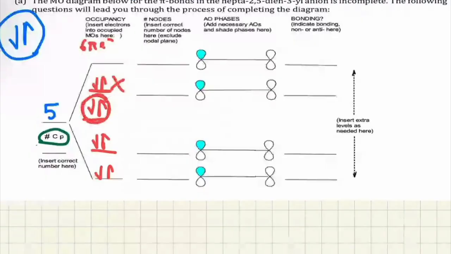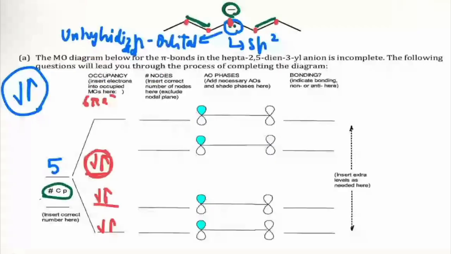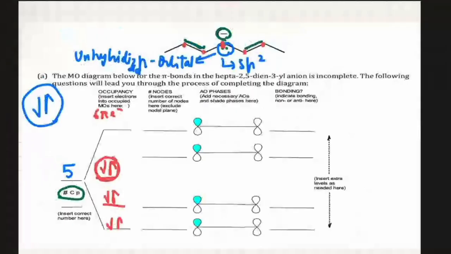Because we have a non-bonding orbital right in the middle, right? So we have to focus on drawing that as well. Okay, so we have a non-bonding orbital over here. Why? How do you know when we have a non-bonding orbital?